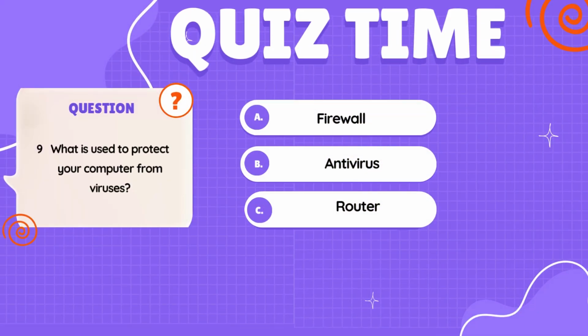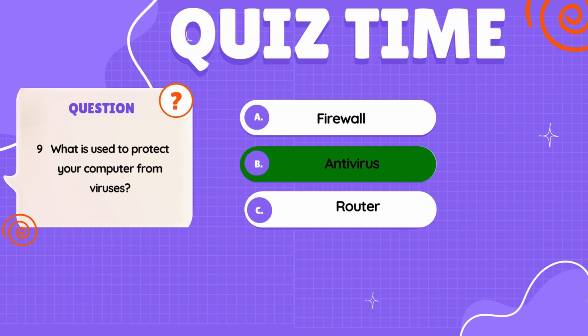What is used to protect your computer from viruses? A. Firewall. B. Antivirus. C. Router. The correct answer is B. Antivirus. It detects and removes viruses.